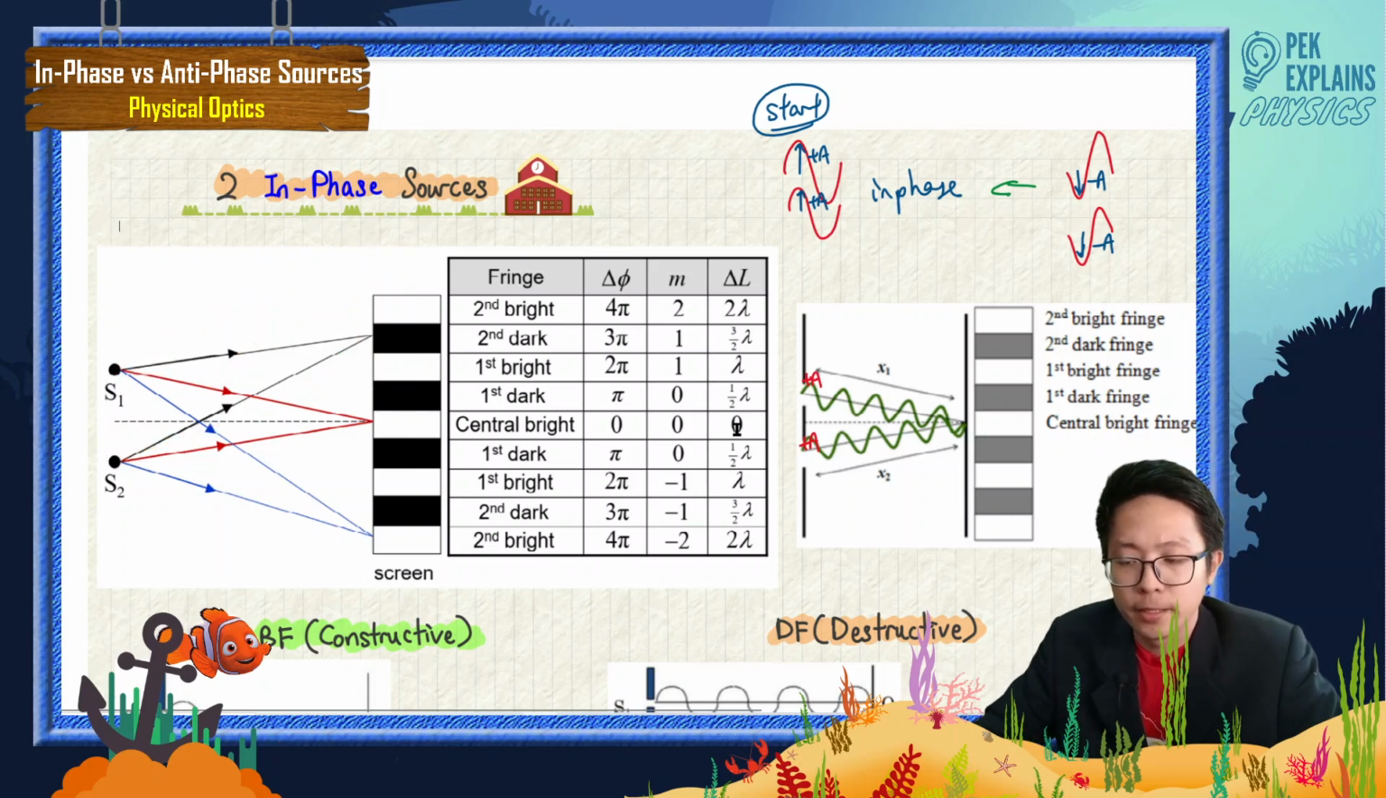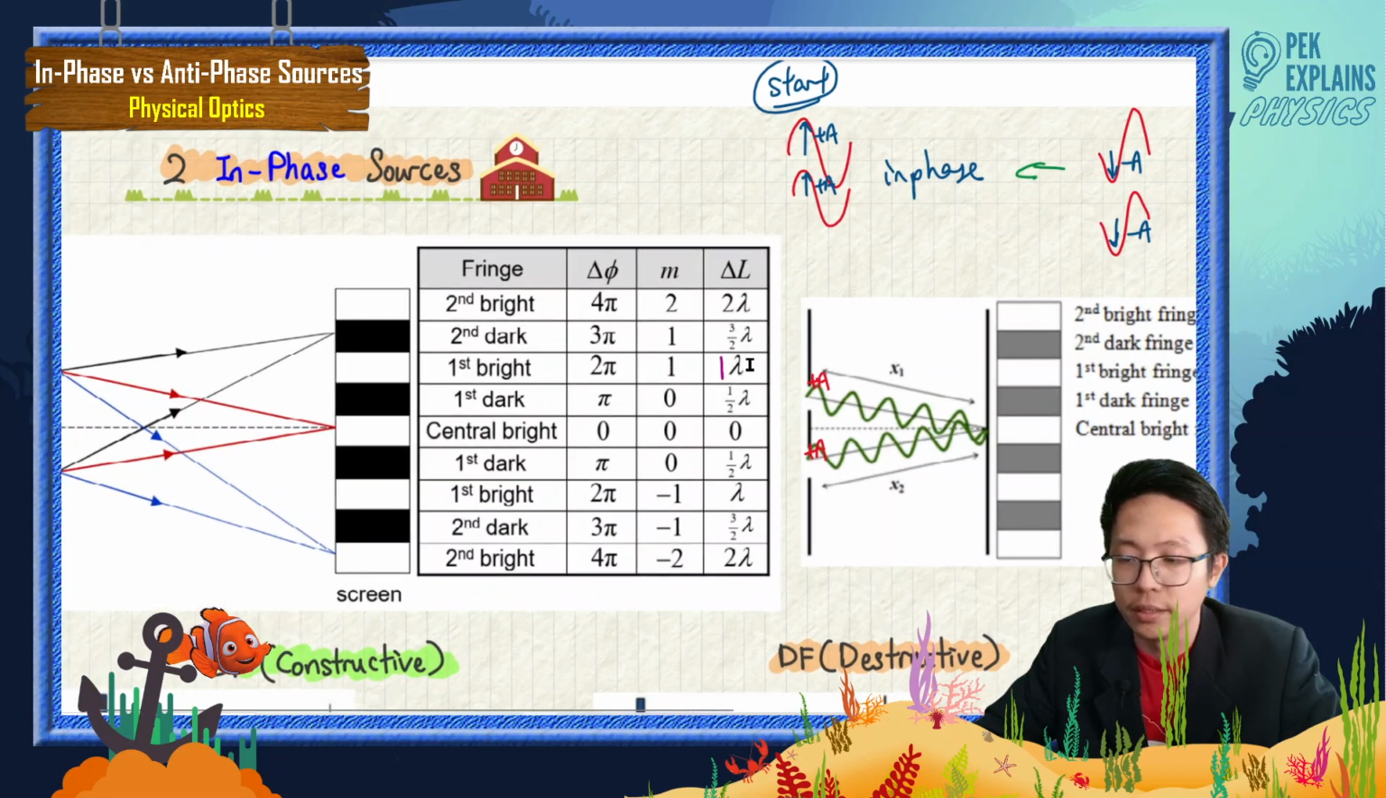You see, starting from the center, there is no path difference because S1 and S2 have the same distance to reach the central bright fringe. That's why it's 0 lambda. Starting from here is 0 lambda, and then going up becomes half lambda, and then going even higher is 1 lambda, and then going higher is 3/2 lambda.